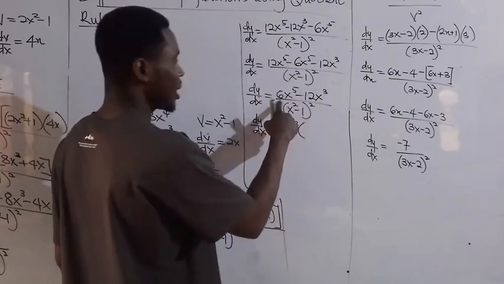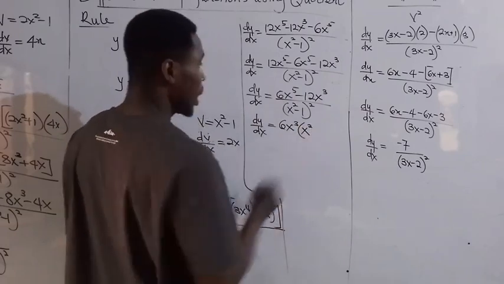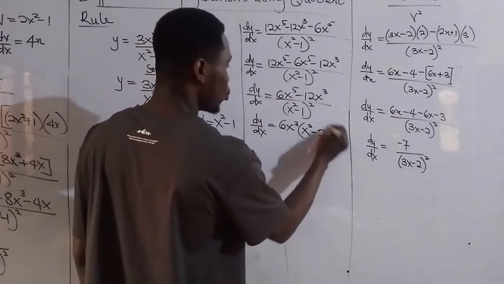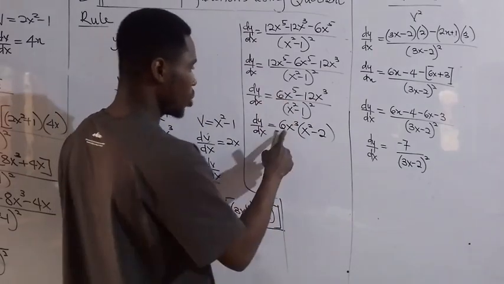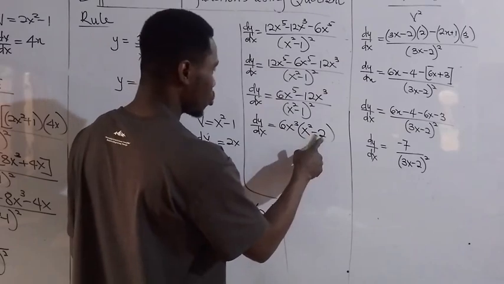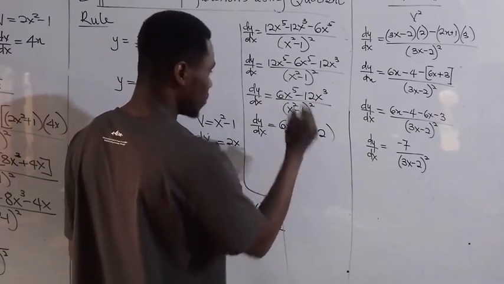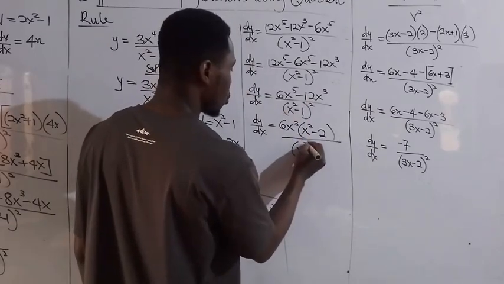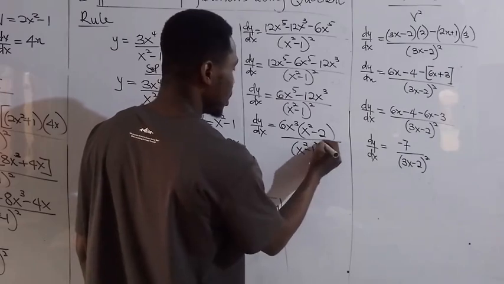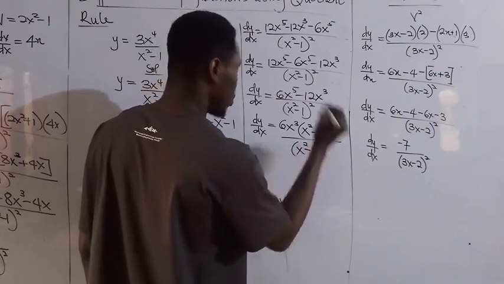Then what is left here will be x to the second power minus 2 minus 2. And this is what will be left, because when you multiply this with this, you get 12x. When you multiply this and this, you get 6x to the fifth power. Then all over x squared minus 1 squared. So, let me write the squared word to word.